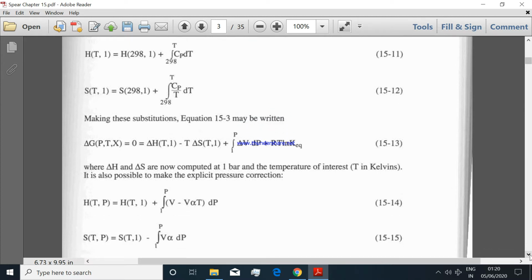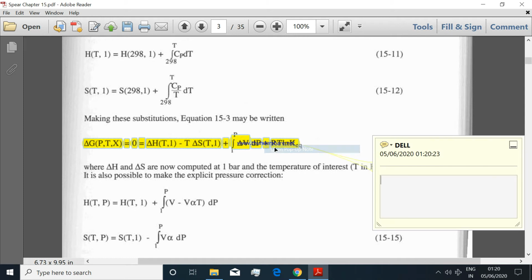And if we substitute these terms into equation 15.3, it will be del H minus T del S plus V del P plus RT logarithm of K, that is at equilibrium. This is the well derived condition for equilibrium to measure the pressure or temperature.